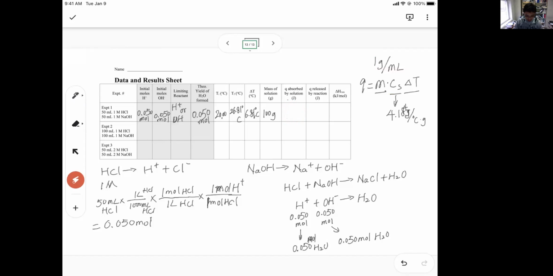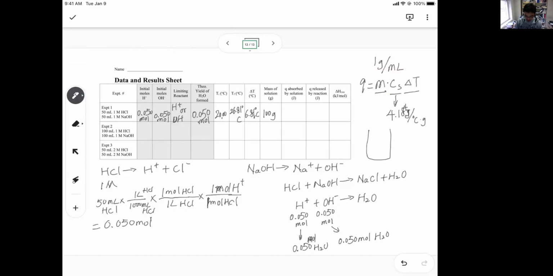Okay, now Q is absorbed by solution. Where does this Q come from, if I may ask? It's going into the system. So, well, no, what do you mean get into the system? Like it's being absorbed. Okay, so let me put it this way.